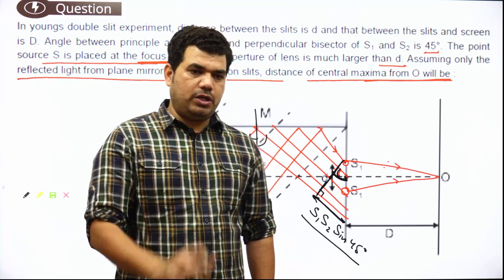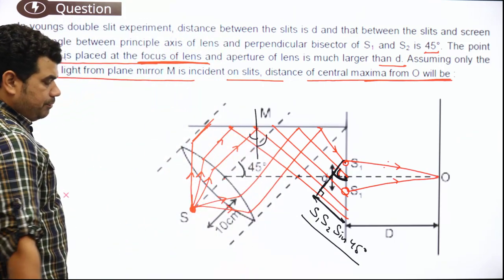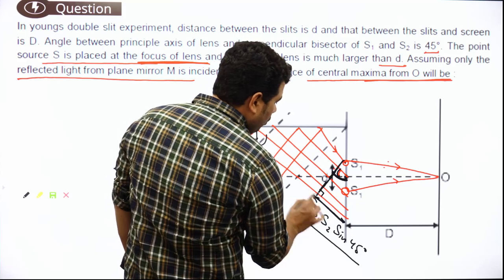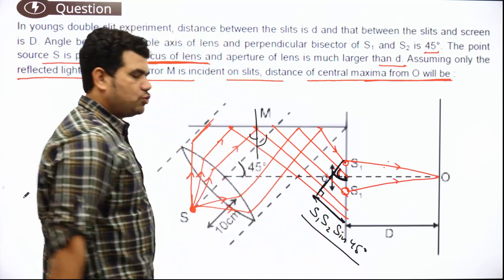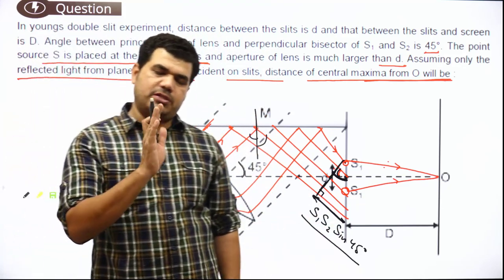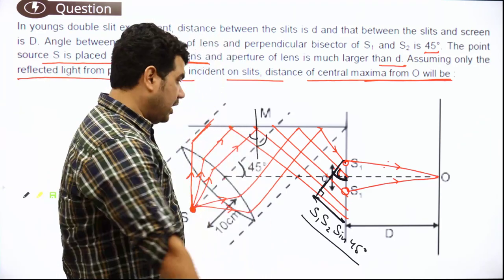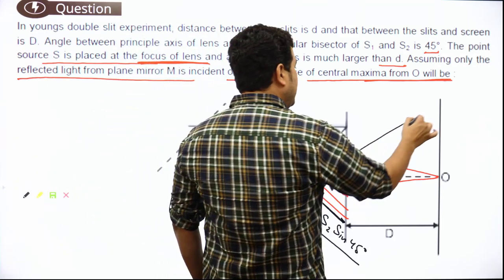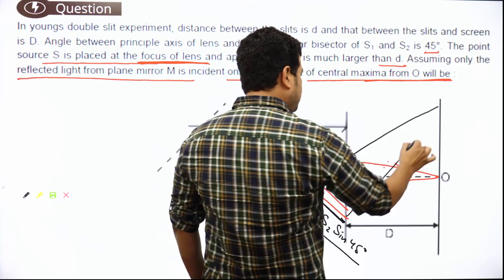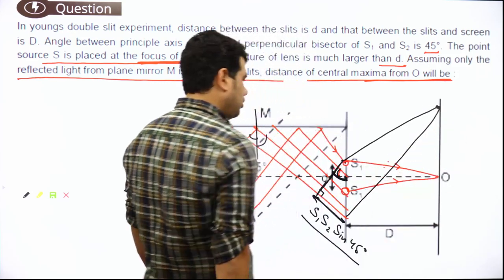Okay? Okay, bacho. Now you can see this displacement or this path difference is S1, S2 sine 45. Is this path difference sine 45? Then if two rays are here like this, got it?